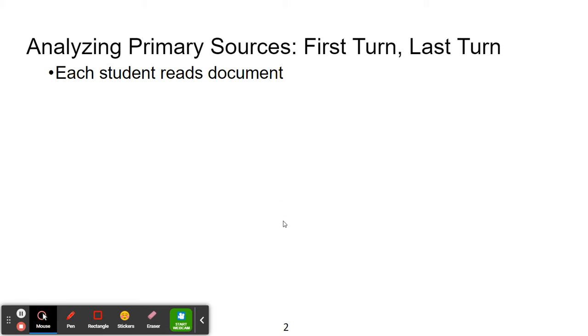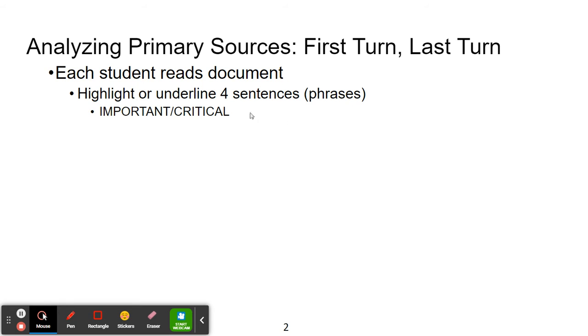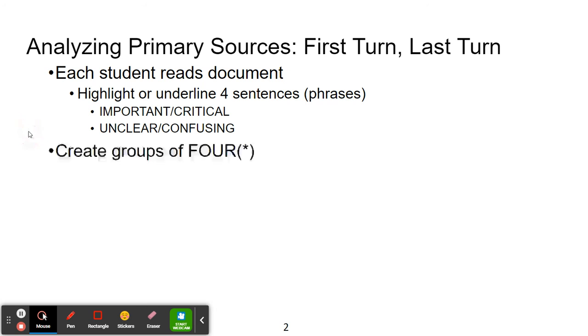So here's the process. Each student individually reads the document that you have selected. It's best to go with a document that is maybe one paragraph or about 2 paragraphs long for this activity. As the students read individually, they highlight or underline 4 sentences or phrases that they think are either important or critical to understanding the document, or are unclear or confusing to them. This allows students to participate in this activity even if they feel like they are not clear on the document itself. These 4 sentences or phrases can be either all important, all unclear, or a mixture of these characteristics.